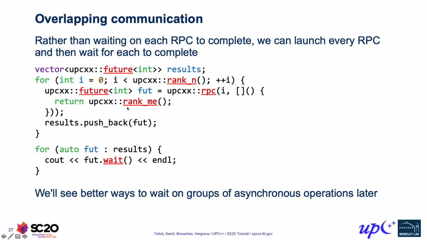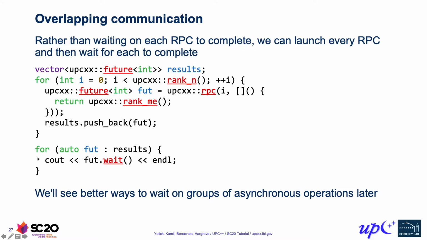And we'll just make it simple over here and just have the RPC return the rank number of the target process. Okay, and since the return type is int, we get back a future int. And then we go ahead and store that in our results vector. Okay, but notice here that we're not actually waiting on anything. So it's not necessarily the case that any of these have completed before the next one gets launched.